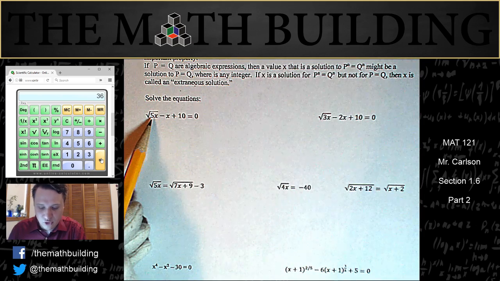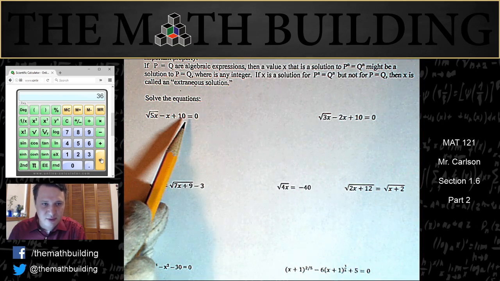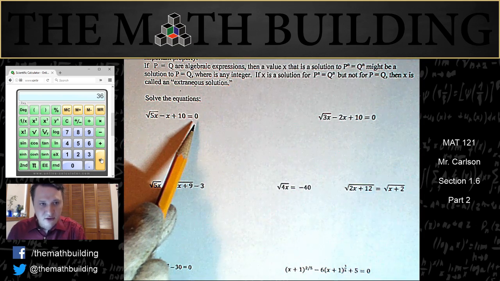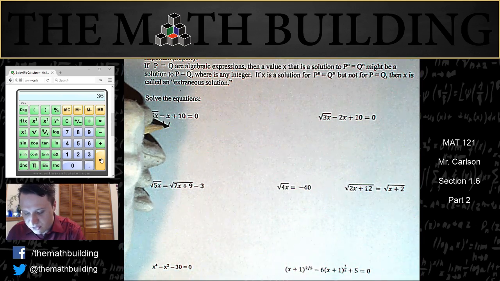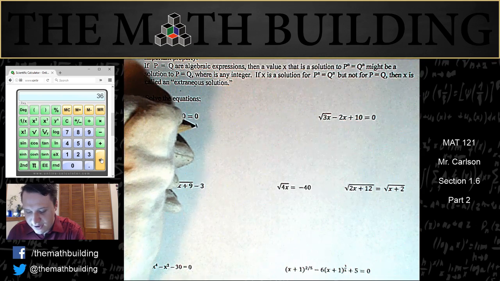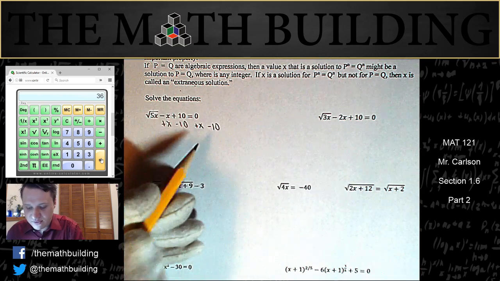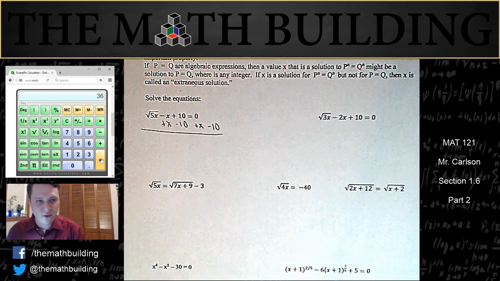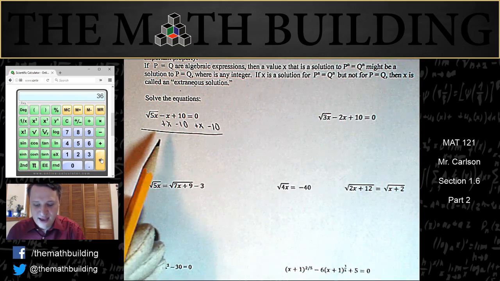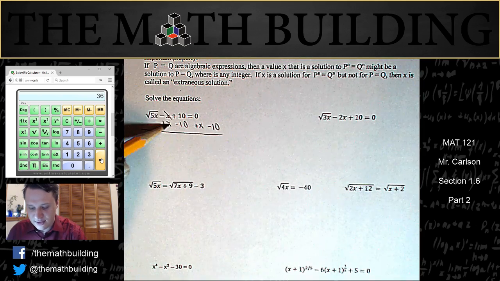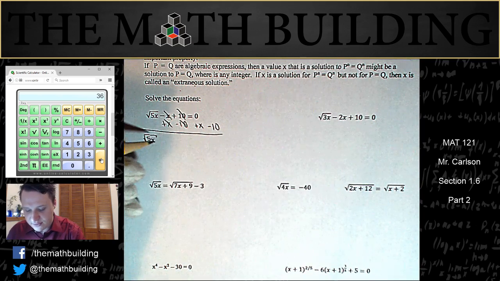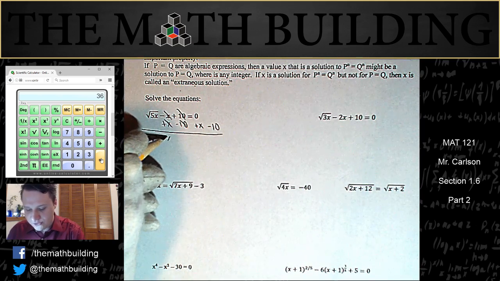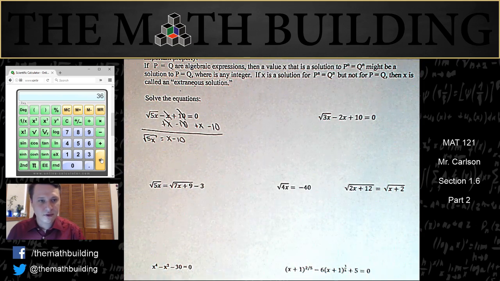Let's solve the square root of 5x minus x plus 10 equals 0. To solve this, the first thing to do is to isolate this square root. So I'm going to add x and subtract 10 to both sides of the equation. I've kind of done 2 steps in one there. I've added x to both sides and subtracted 10, which will give me the square root of 5x is equal to x minus 10. So I've isolated the square root.